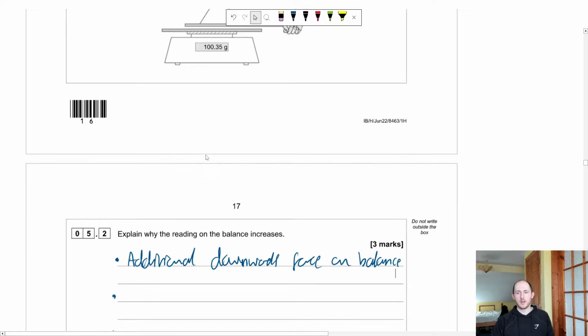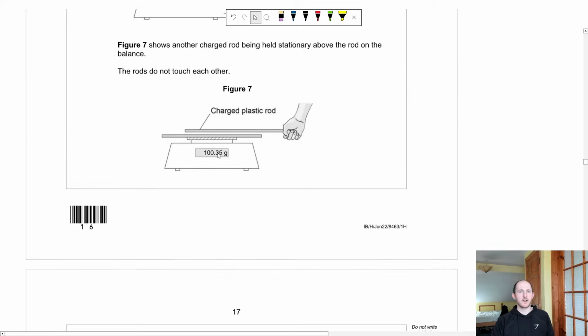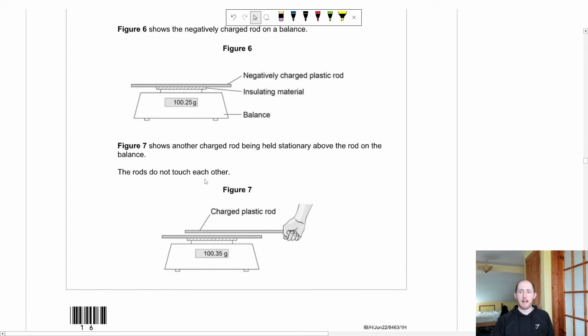Now, where did you get the 2 marks from here? Because you have to explain it. Why? These two things aren't touching. Well, first of all, does it make sense, logically, that the additional downwards force must come from this other plastic rod, right? Because that's the only difference between this scenario and this one, is that this one here has a charged plastic rod. Okay, so we know that this rod is somehow causing an additional downwards force. Now, what could it be? Well, what is the other piece of information they gave us? Well, it's negatively charged here.